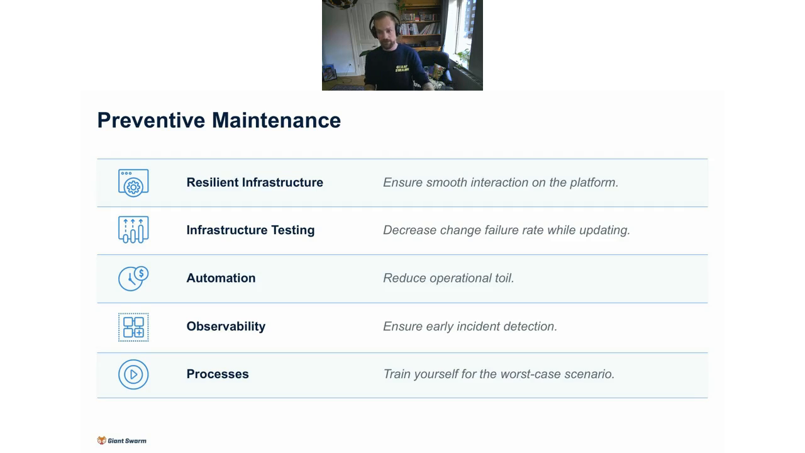The third one is automation. Anything that you are doing manually has to be reduced. So reduce your operational toil. Always try to automate your stuff, for example, with GitOps approaches, scripting, infrastructure as code, you name it.